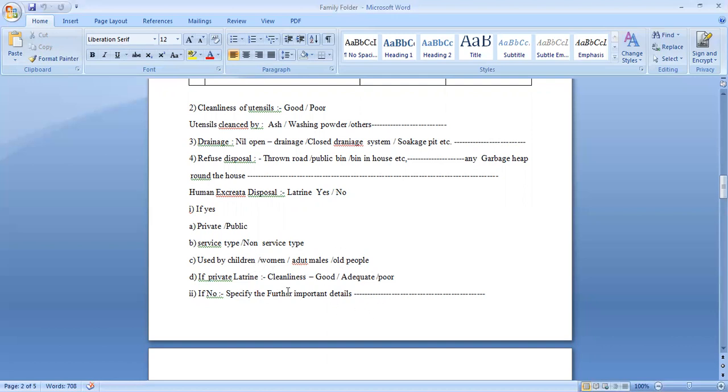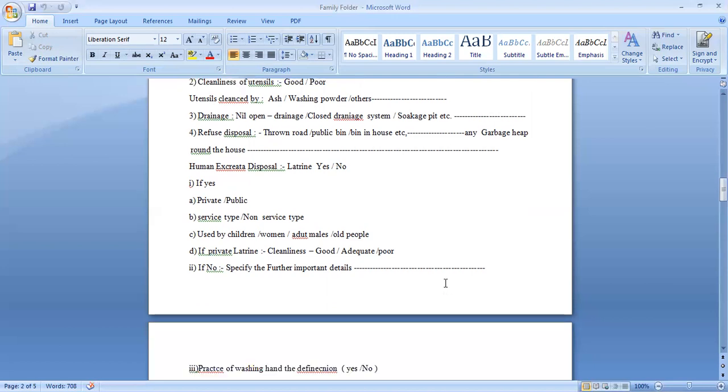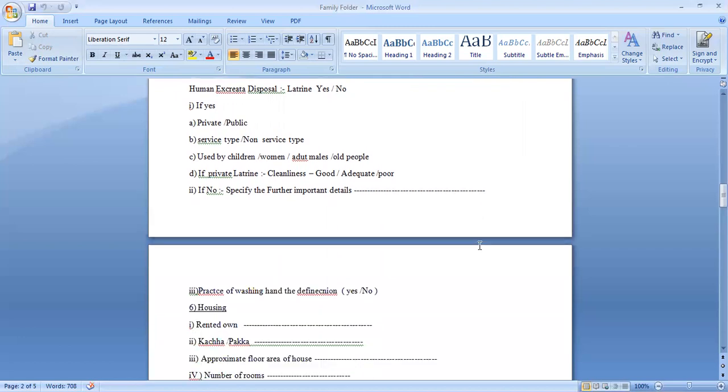If it is a private latrine, then what is the cleanliness, whether it is clean or a dirty, unhygienic place, you have to examine. Then whether the cleanliness is good, adequate, or poor. In these three grades, you have to specify it. If there is no latrine, then specify the further important details regarding the excreta disposal.